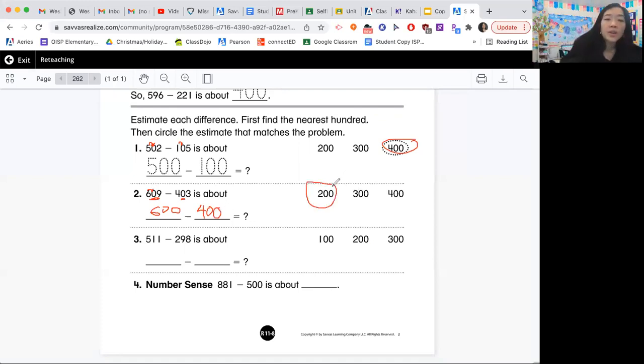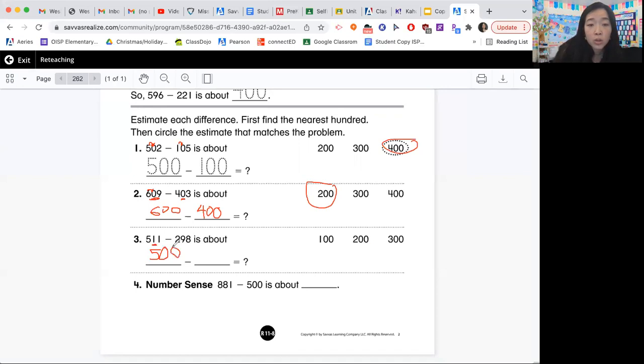200. Very good. Okay, how about 511? What is the 1 going to tell us to do? Is it going to tell us to stay at 500 or soar up to 600? Stay at 500. Very good.